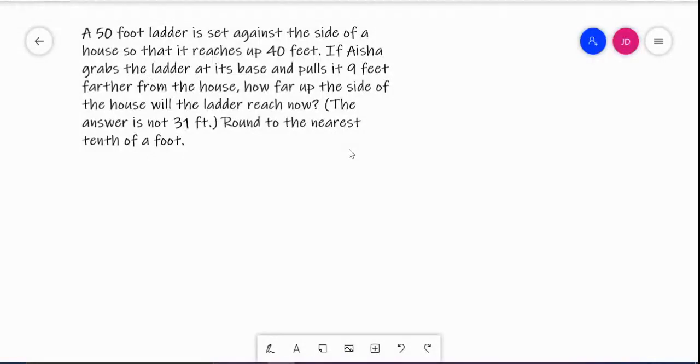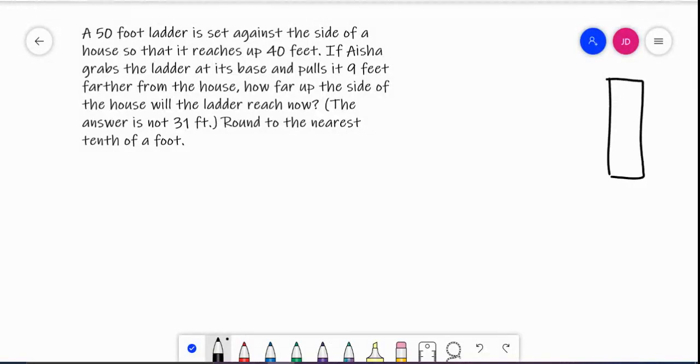All right, so basically we have our building and our ladder again. So I'm going to draw the building over here. At first, the 50-foot ladder reaches up to 40 feet. I'm not going to draw the ladder part. I'm just going to say this is 50, and it reaches up 40 feet. If Aisha grabs the ladder at its base and pulls it 9 feet farther from the house, the ladder still stays the same. It's just going to go 9 feet further.